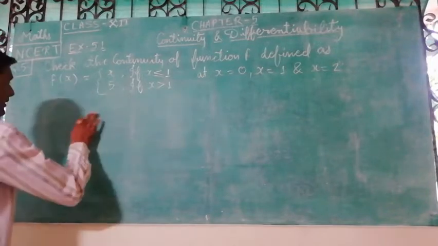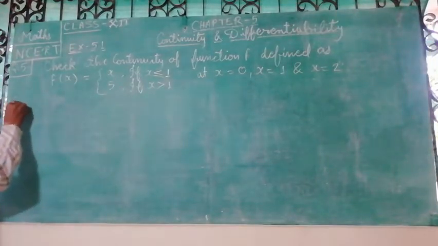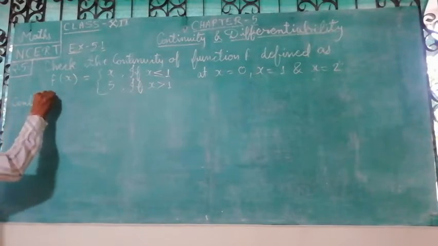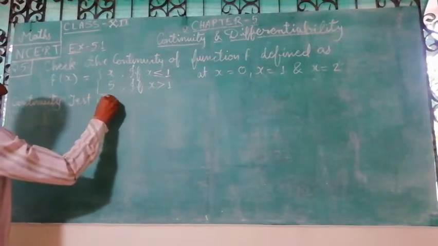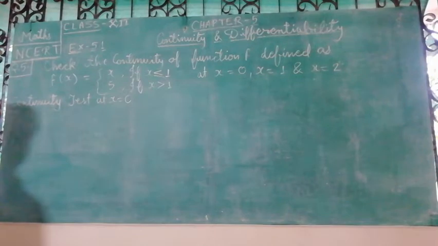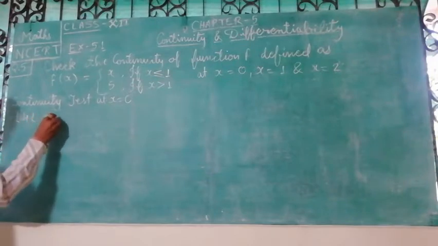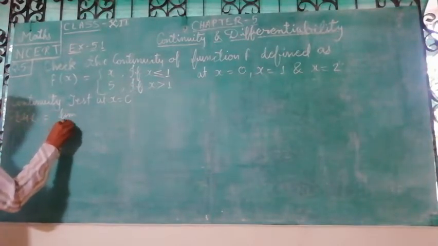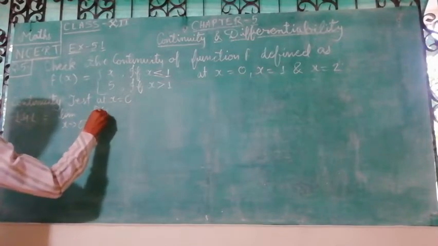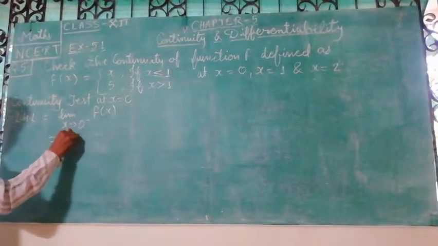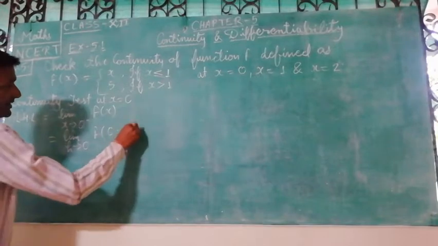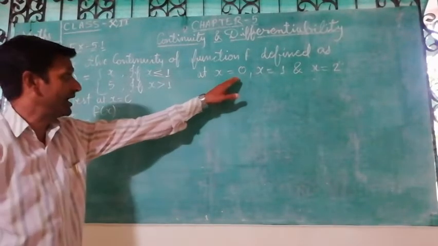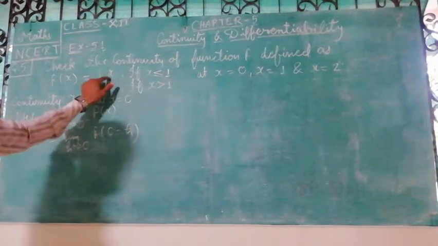So, continuity test at x is equal to 0. LHL is equal to limit x tends to 0 minus f of x, is equal to limit h tends to 0 f of 0 minus h, where we have to check at 0 minus h, meaning less than 1, so this is the only one applicable here.